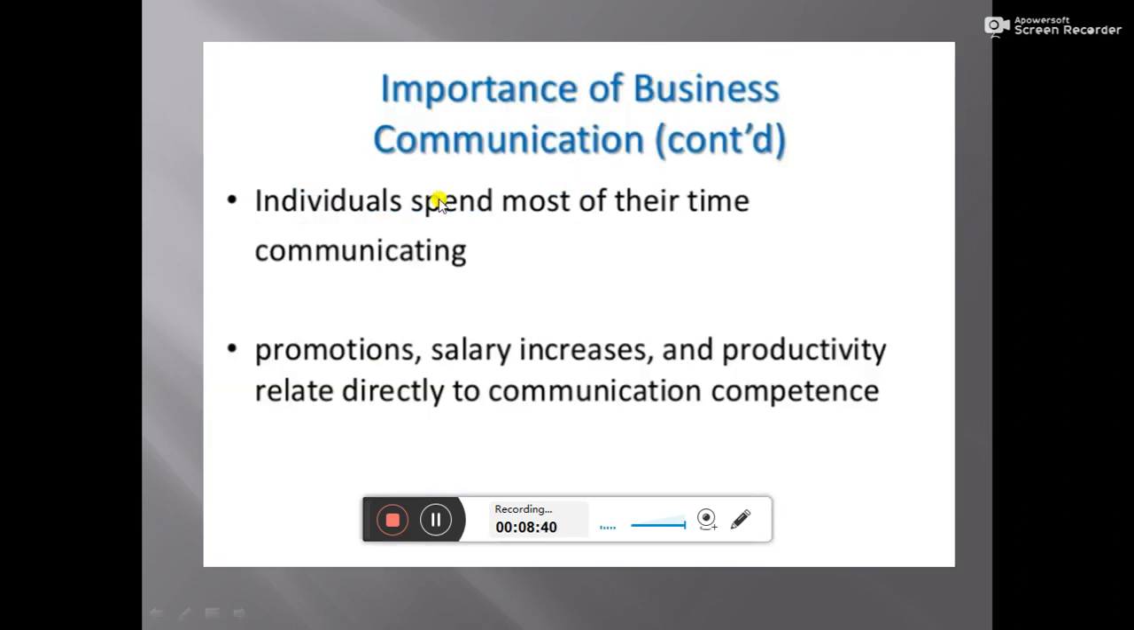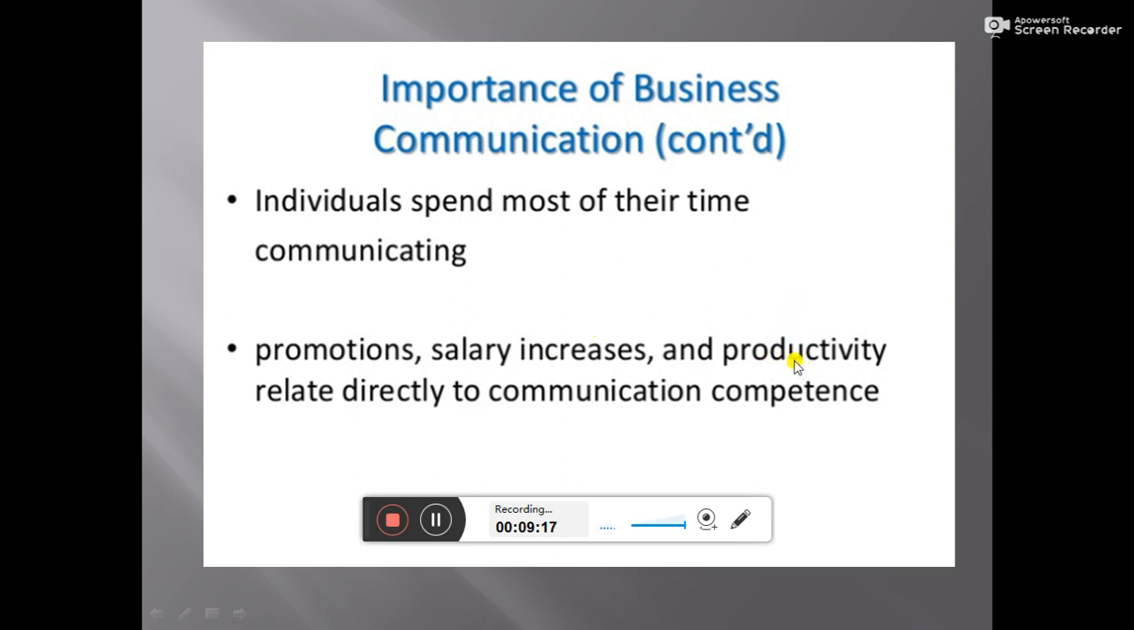Individuals spend most of their time communicating. You know very well, when you enter your professional field, you will come to know that all the individuals, all the employees, when they work in an organization or in a business organization, they are always busy in communication. So what is the purpose of this business communication? Yes, definitely for promotions, for salary increases. It improves and enhances the performance of the employees and the performance of the management. It leaves a good impression and productivity.